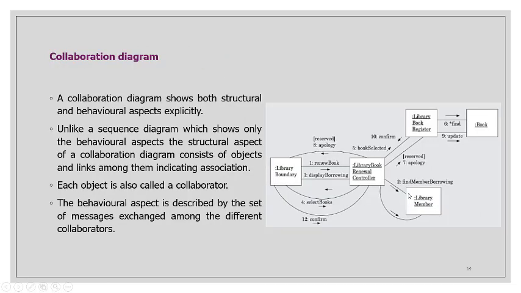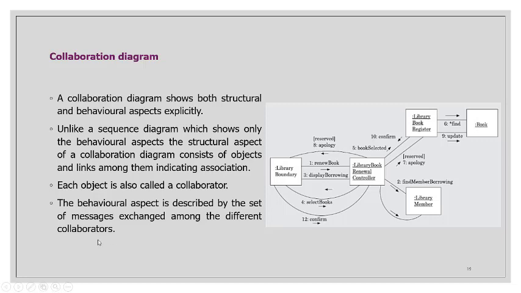And the collaboration diagram. A collaboration diagram shows both structural and behavioral aspects explicitly. This is unlike a sequence diagram, which shows only the behavioral aspects. The structural aspects of a collaboration diagram consist of objects, and the links among them indicate some association. Each object is also called a collaborator, and the behavioral aspect is described by the set of messages exchanged among the different collaborators.